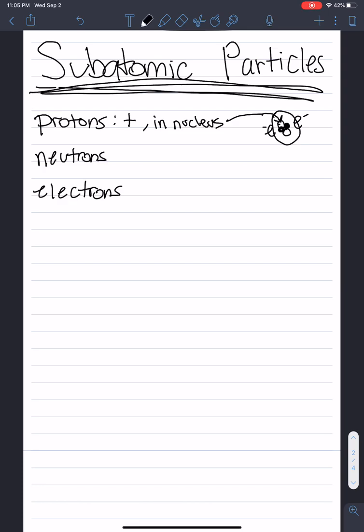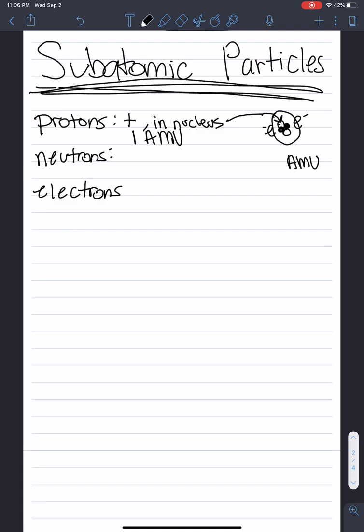And then we need to talk about the weight of a proton. So in atoms, when we talk about weight, instead of using pounds or ounces or something like that, we use a unit called AMU. All right? So protons, they're going to weigh 1 AMU. Okay, that's their weight. All right, when you get those notes down, move on to neutrons.